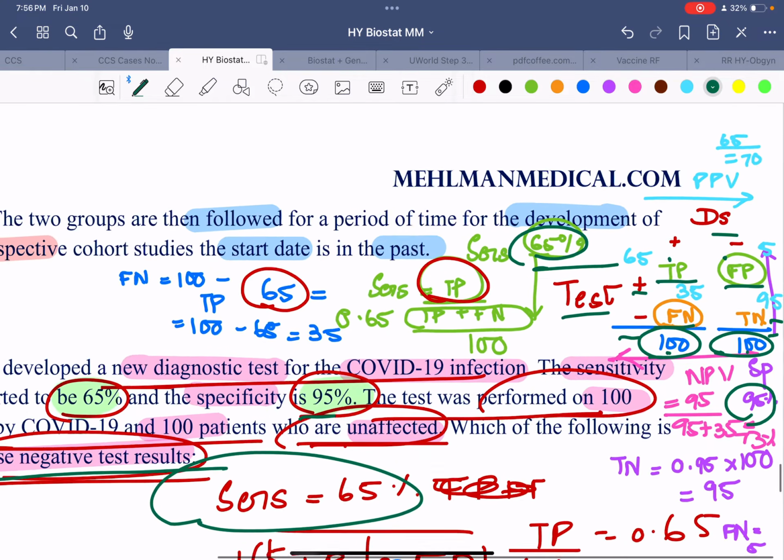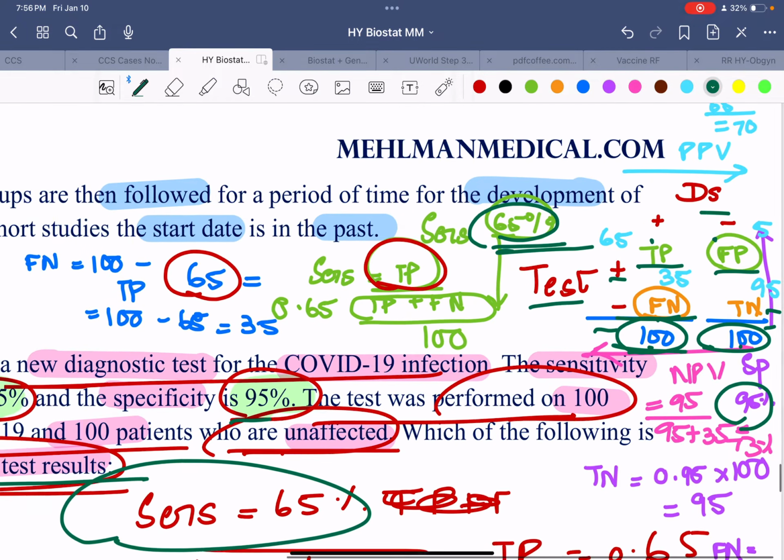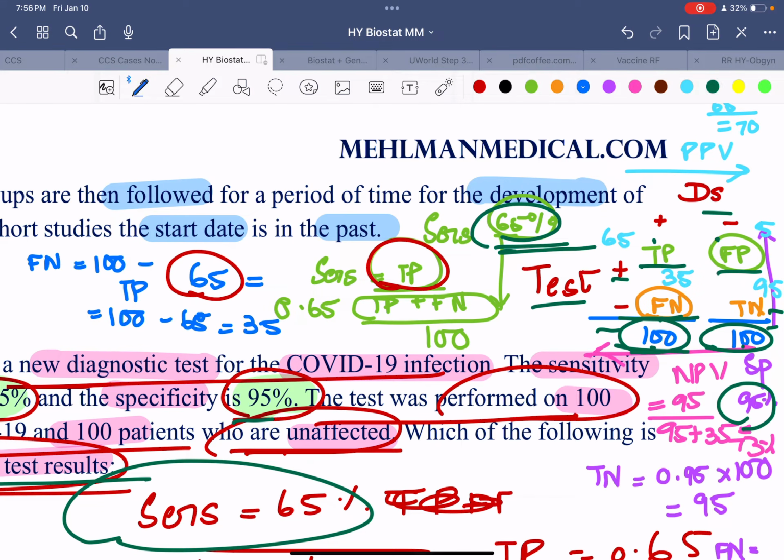Now what they want us to calculate is the false negatives, right? So this is a trick question. You have to know how to find false negatives from the sensitivity as well as the total number of people who are actually diseased. You should know the formula for sensitivity, which is true positive divided by true positive plus false negative. The total number of people that actually have the disease is 100, and then you can put in the sensitivity 0.65.